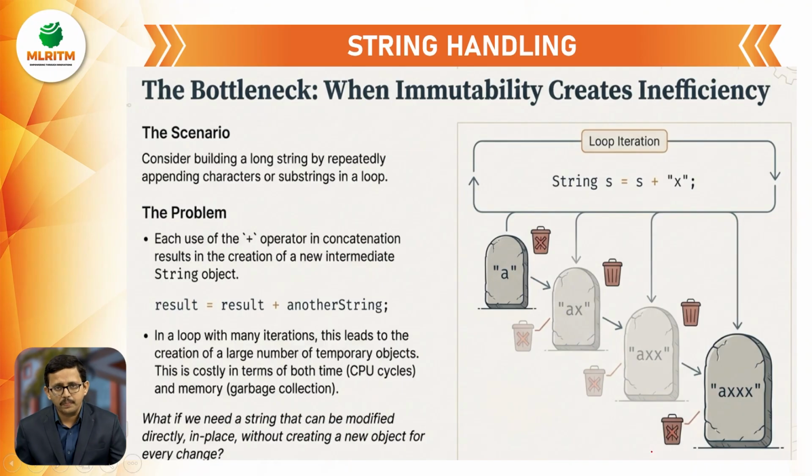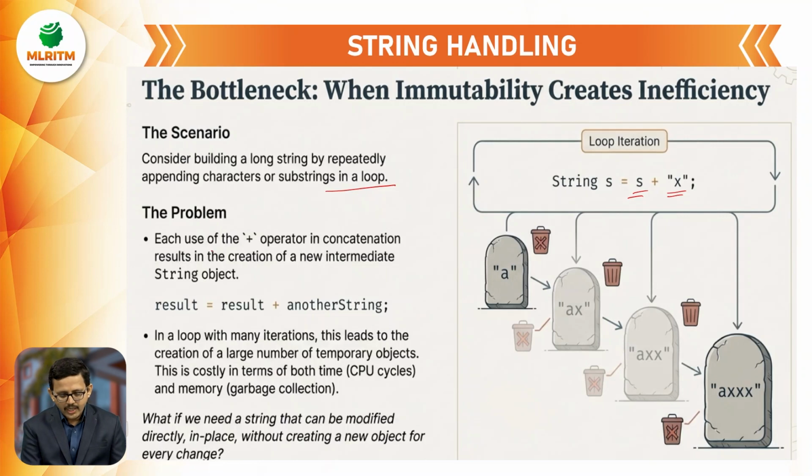So the bottleneck. What is the problem with this? As we know, everything comes with its own baggage of liabilities. Let us see the liability of strings being immutable. Consider building a long string by repeatedly appending characters or substrings in a loop. Let us say we are doing s is equal to s plus x. We go on adding and adding literals to the string we originally created.